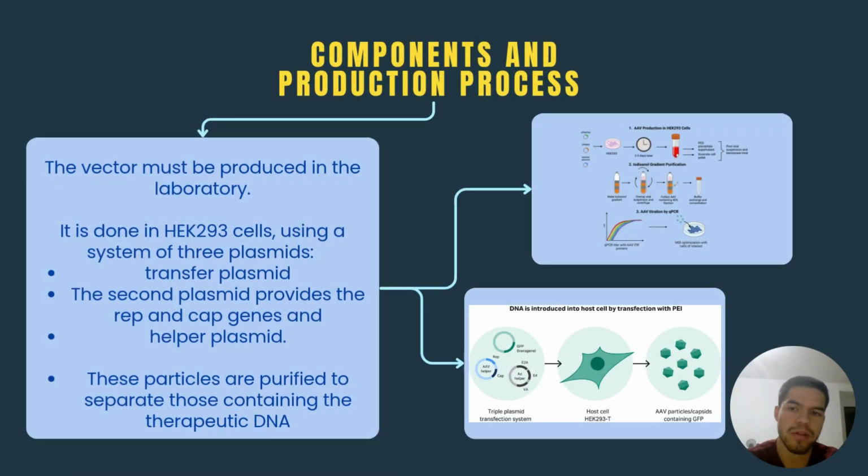Once designed, the vector must be produced in the laboratory. This is done in HEK293 cells, using a system of three plasmids. The first plasmid, called the transfer plasmid, carries the therapeutic gene flanked by the ITRs. The second plasmid provides the rep and cap genes, which allow the virus to assemble its capsid. The third plasmid, the helper plasmid, provides the additional viral functions required for replication.